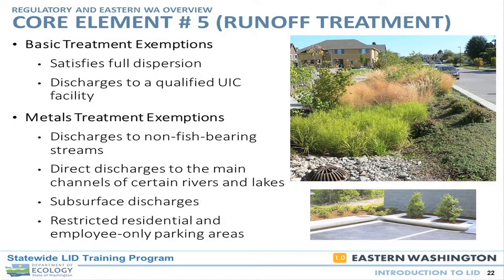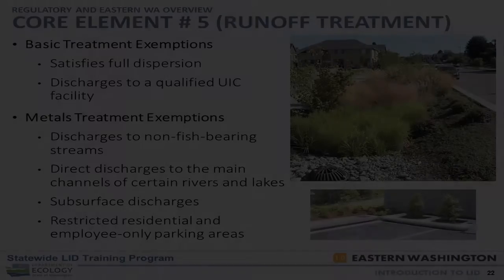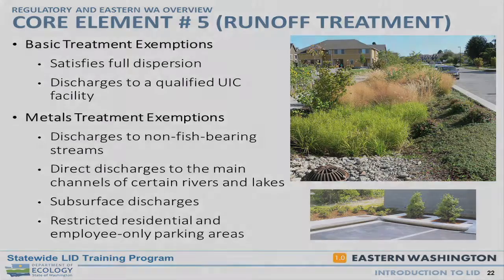Another basic treatment exemption is if the runoff discharges to a qualified UIC facility, and that is underground injection control device. And so there's a basic treatment exemption there if that's where your runoff is being discharged to. Also, metal treatment exemptions: discharges to non-fish-bearing streams, as well as discharges to main channels of certain rivers and lakes. So in the Stormwater Management Manual for Eastern Washington from 2004, there's actually a list of lakes and rivers and water bodies that are exempt, as well as subsurface discharges and restricted residential employee-only parking areas.